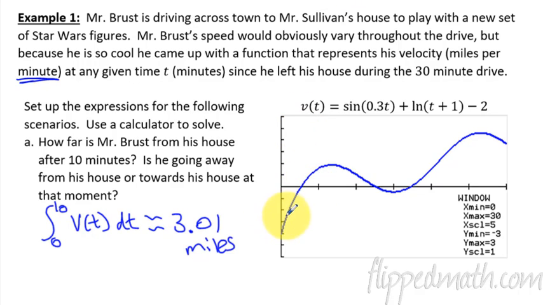Now, what in the world is happening here? This portion is negative. Okay, that is negative. This portion, up until we get to 10 minutes, so I'll draw the line here and stop it, is positive. So what's happening is that this is going away from the house. Mr. Brust is traveling away from the house in the negative direction, so away from Mr. Sullivan's house. This is in the positive direction, going towards Mr. Sullivan's house. So it's starting at 0, subtracting the negative, adding the positive, and that's how we get the net change of 3.01.